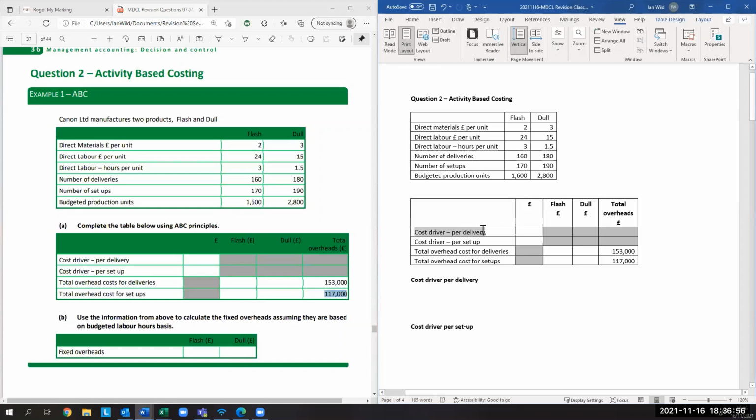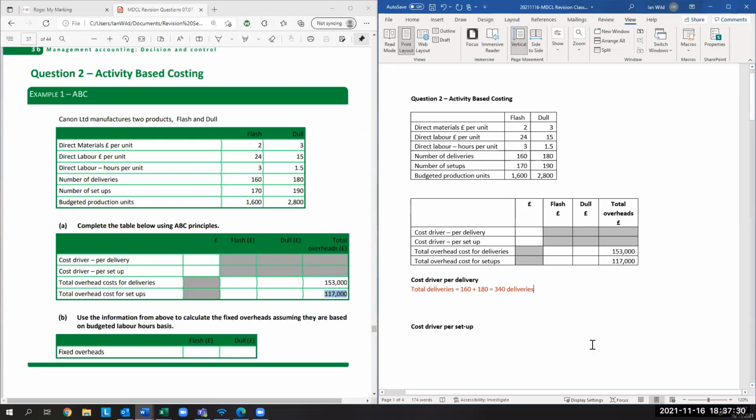The first thing we want to do is have a look at the cost driver per delivery. So the first thing we need to do, I would suggest, is working out the total deliveries for the entire company. We can see that we have 160 deliveries in Flash and 180 deliveries in Dull, which gives us in total 340 deliveries.